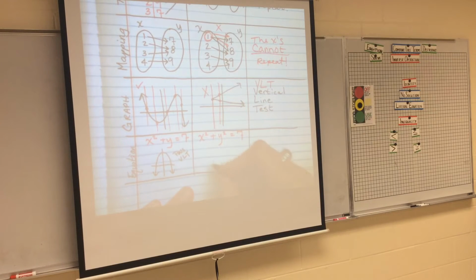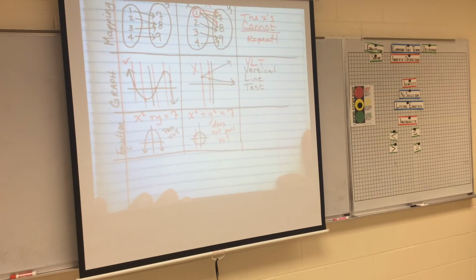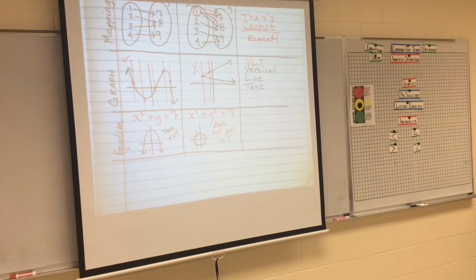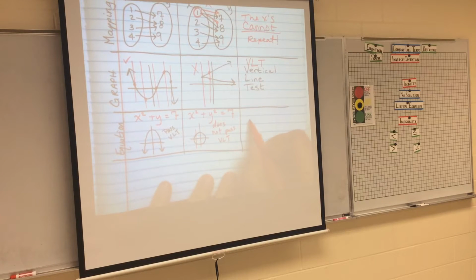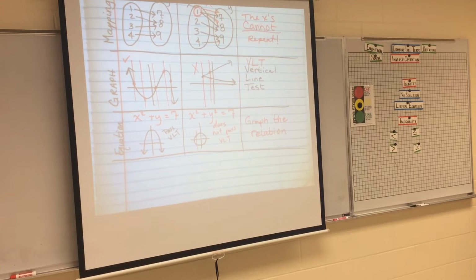So when I graph this one, it does not pass the vertical line test, right? That's okay. I won't judge your circle. So my rule, definition, or clue, what I want to put here, you guys: when you encounter an equation, especially if it's not solved for y, I want you to graph the relation. So your clue is: graph the relation.